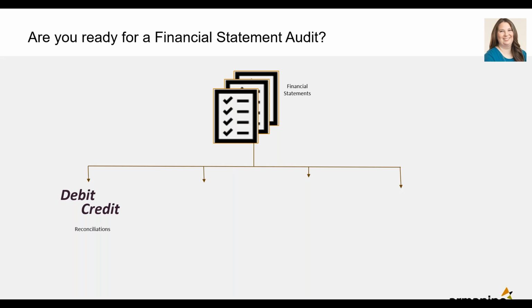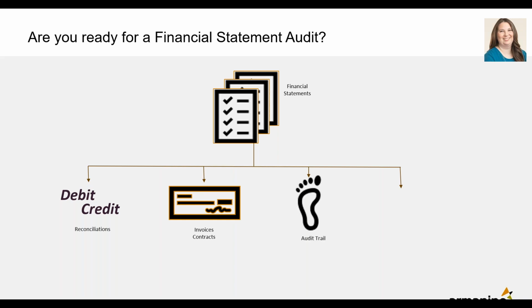Do you have all of the reconciliations clearly explaining the transactions and the balances as of the reporting date? Are all of the invoices and contracts clearly labeled, organized, and filed for easy retention upon request? So you have this full audit trail to be able to explain those transactions to your audit team.